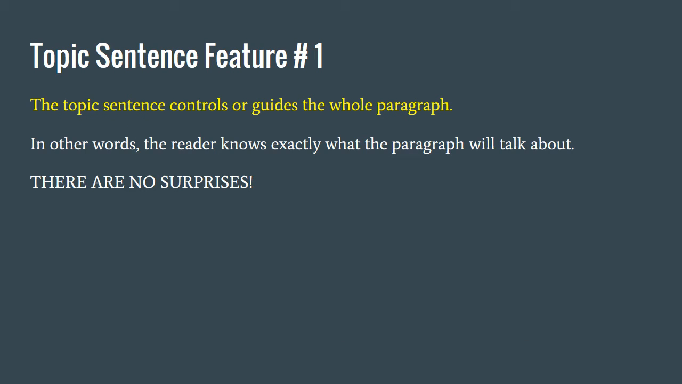Okay, topic sentence feature number 1. The topic sentence controls or guides the whole paragraph. In other words, the reader knows exactly what the paragraph will talk about. There are no surprises. Remember that. Your topic sentence is a promise to your reader that you will only talk about this topic. So even if you really wanted to give some extra details that are really interesting, save it for another paragraph that focuses on that. We do not want to confuse a reader. They will get a headache.